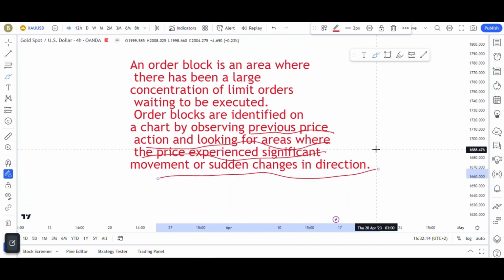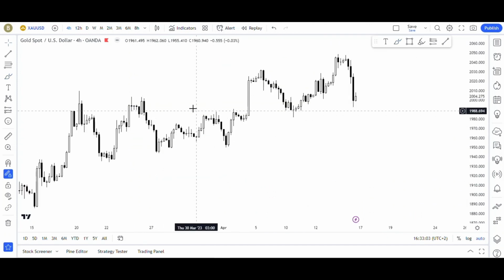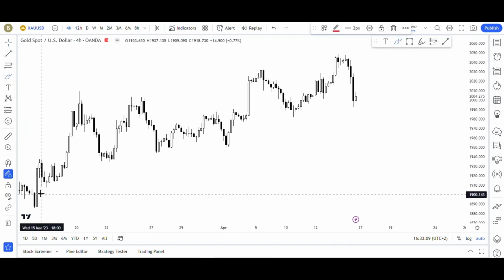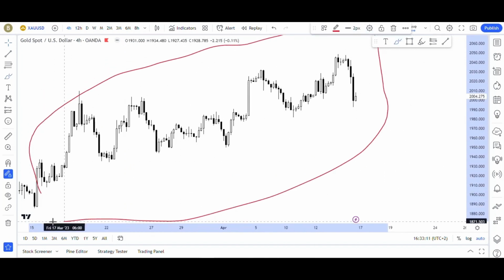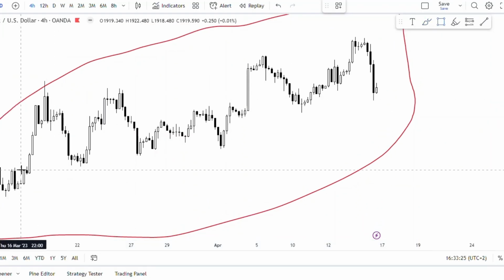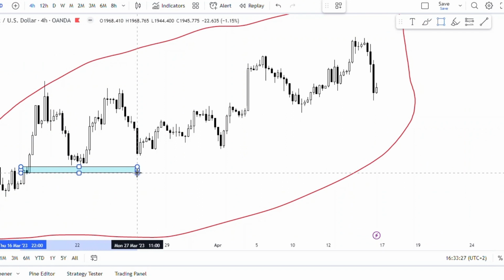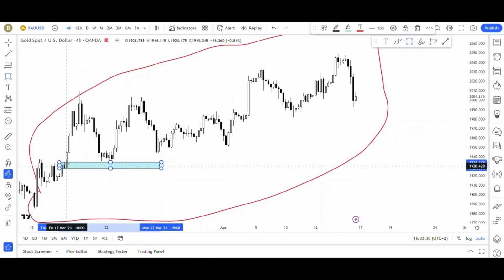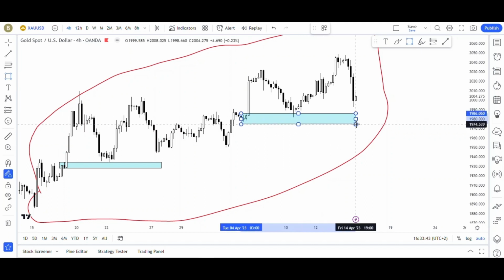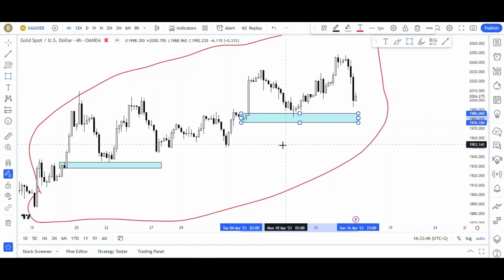Now let's get some examples of an order block. Look at this 4-hour gold chart. If we are about to find some order blocks in this chart here, what will we draw? Let's see. First of all, we will draw this one here. There was a CP. Then we will draw this one here. There was also a CP.